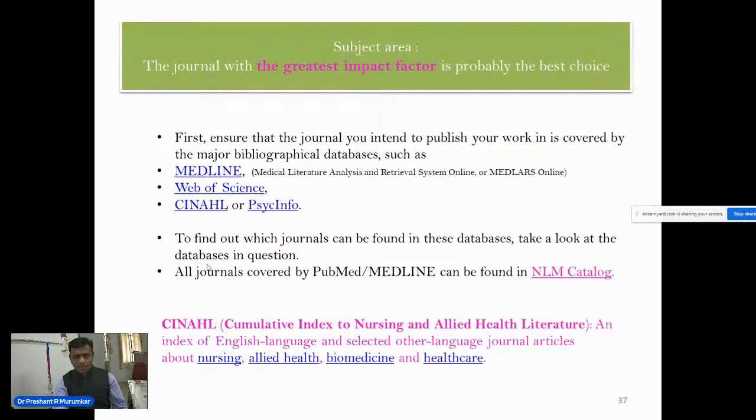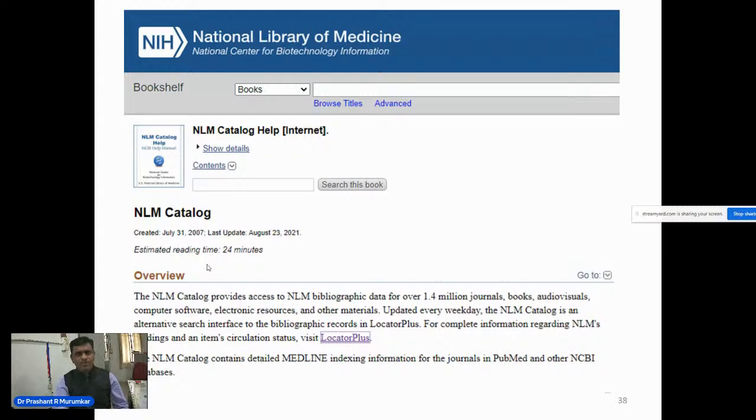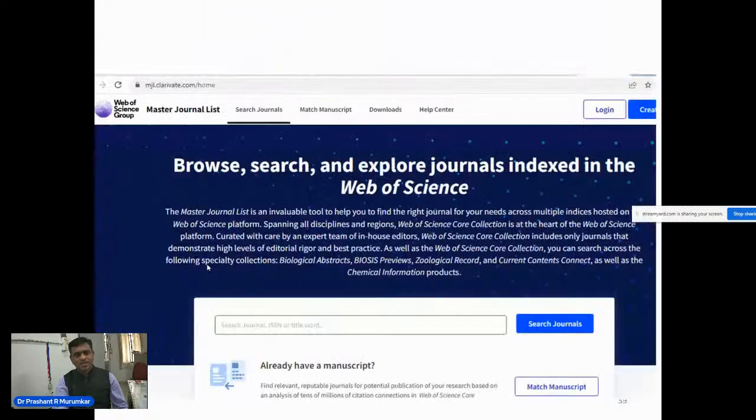First, you should ensure that the journal in which you intend to publish your work is covered by the major bibliographic databases, such as Medline and Web of Science. Whether it is getting covered or not is important. This is the NIH Library of Medicine, where you will find out whether the journal is covered in the NIH database.